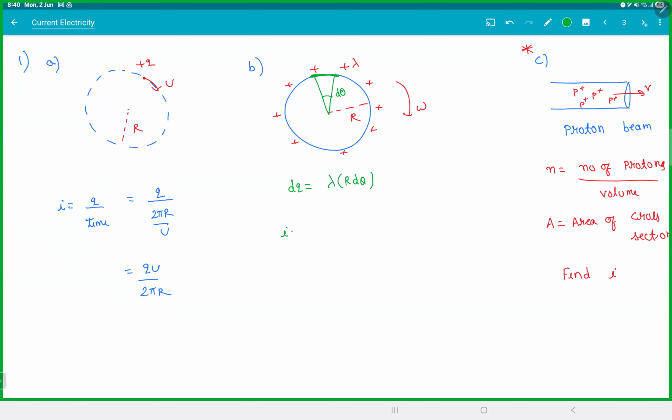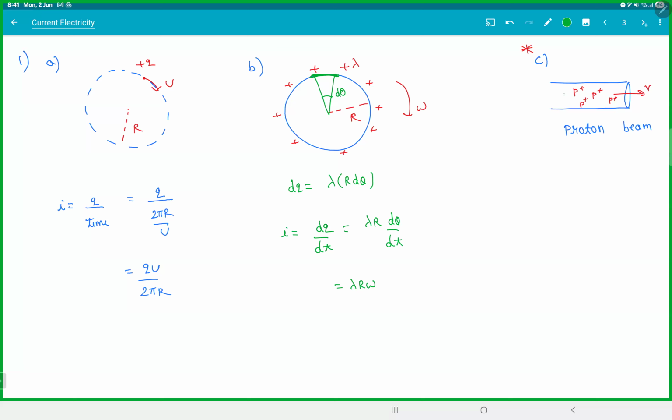Current I will be dq by dt, which is lambda r d theta by dt, which is lambda r omega. Or you could have done total charge, lambda into 2 pi r, divided by time, 2 pi by omega, isn't it? Lambda into 2 pi r will be the total charge and 2 pi by omega will be the time. You'll get lambda r omega. That also works.